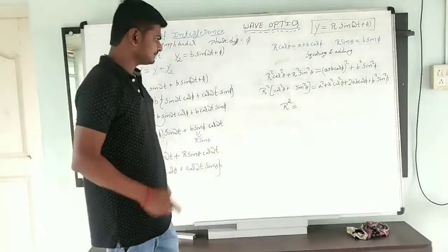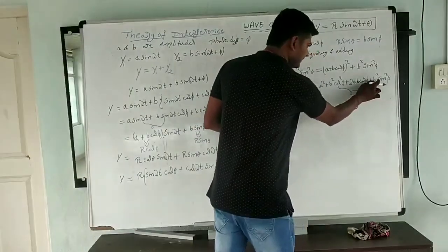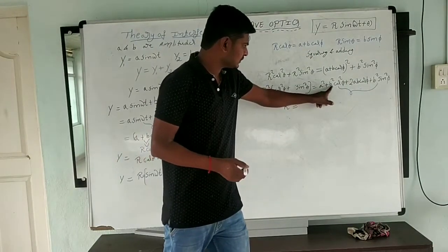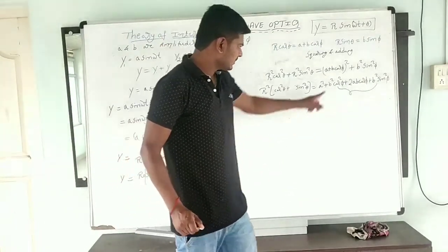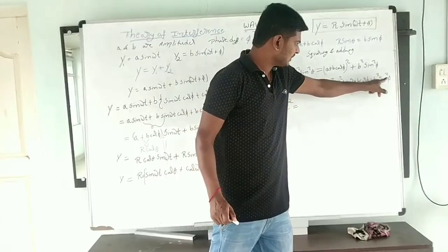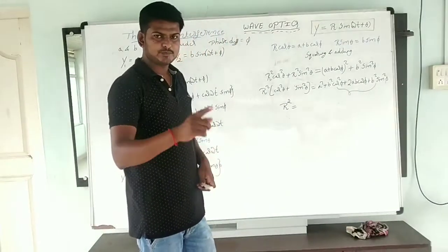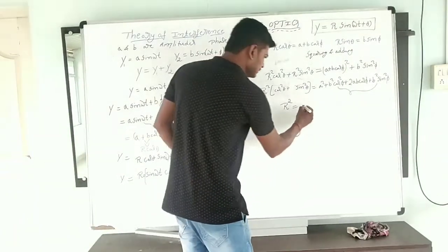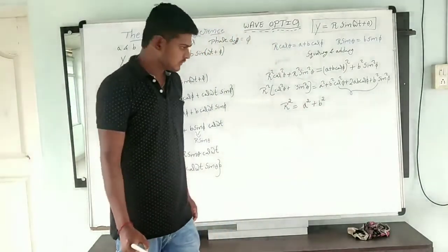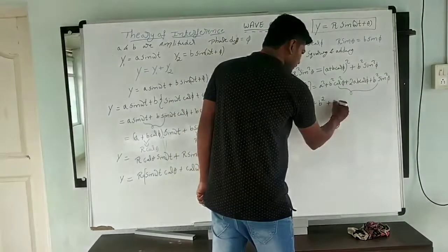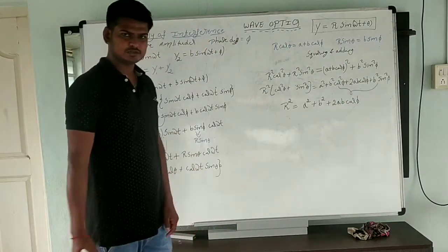Again here keep in mind B square cos square phi, B square sin square phi. B square will be common. Cos square phi plus sin square phi will be how much? 1. Clear? Yes or no? B square cos square phi plus B square sin square phi, B square I am going to take common, and sin square phi plus cos square phi is equal to 1. That is equal to A square plus B square plus 2AB cos phi.